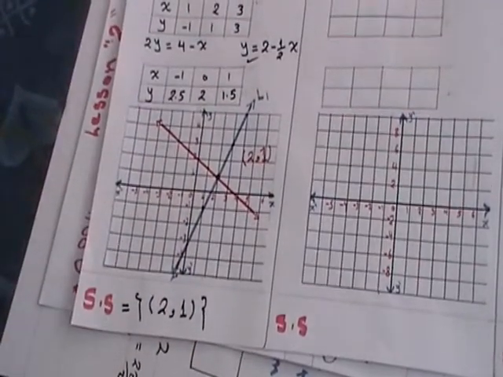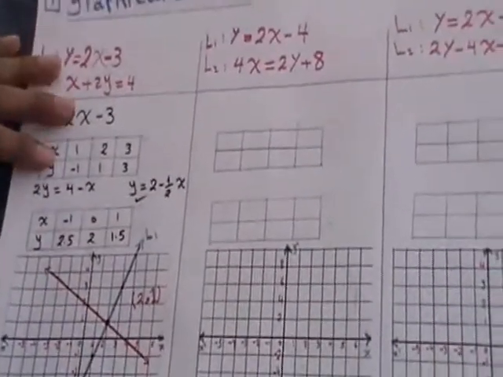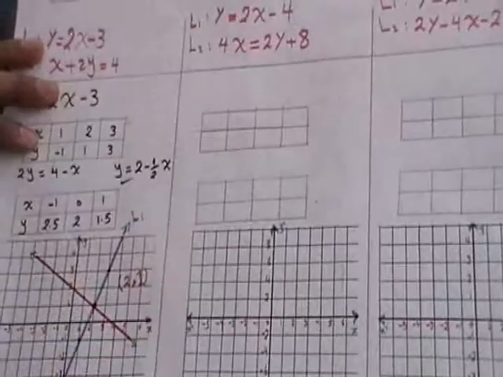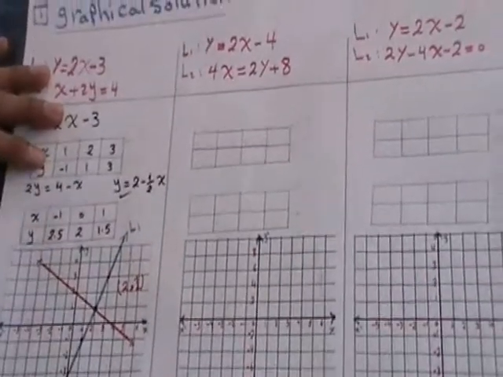Okay, after that, let's move to another example. I have another two equations of the same type: y equals x minus 4 and 4x equals 2y plus 8.